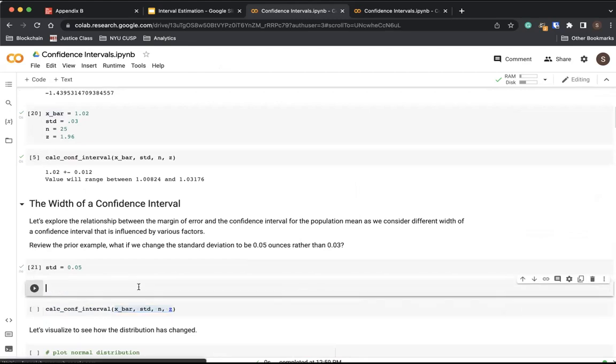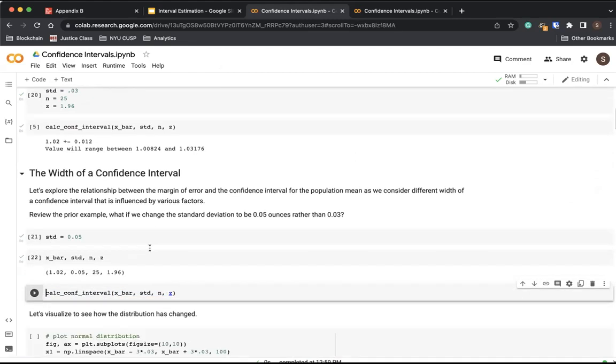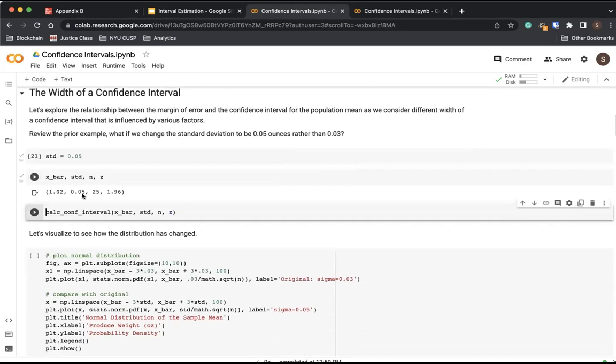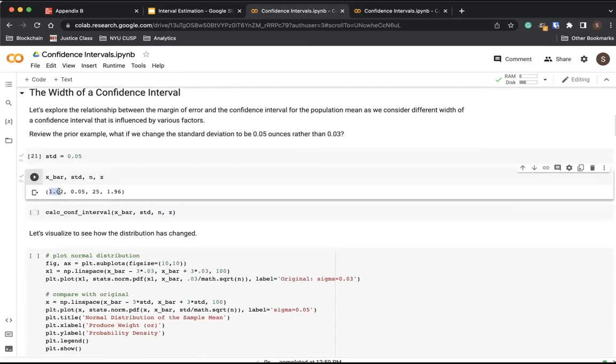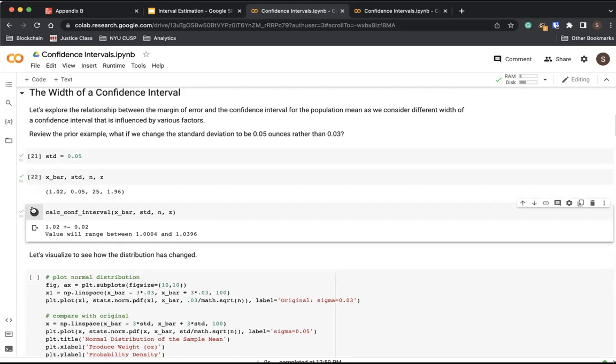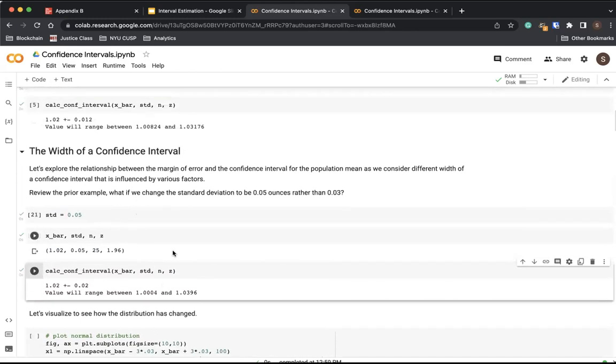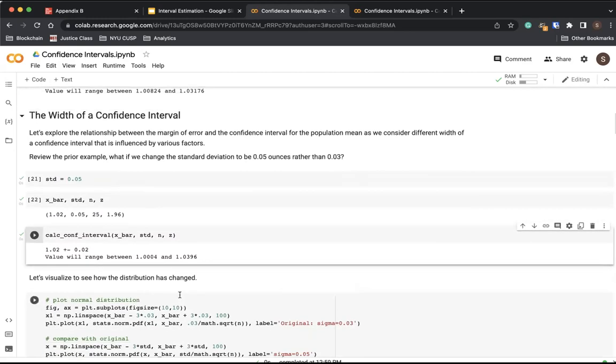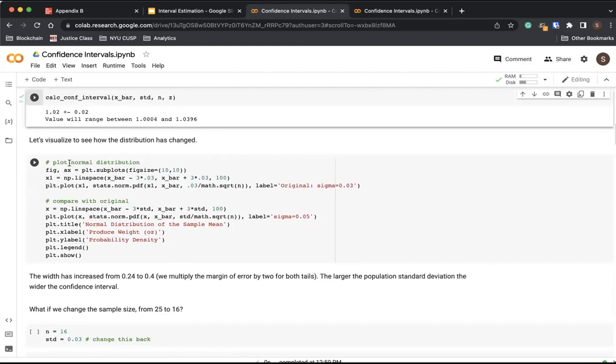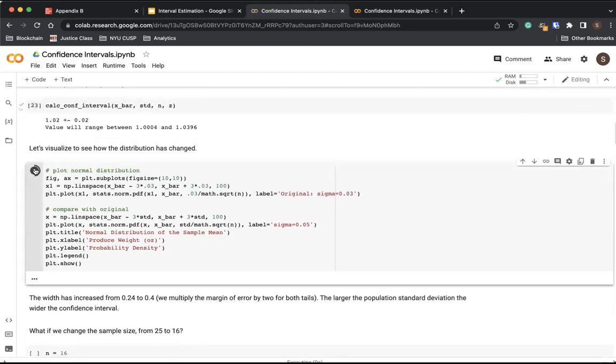So just want to show you what the inputs are that we're putting here. When I have these values, let me just print them. So still using the same mean, but now we changed the standard deviation to 0.05, still have this number of observations and the same Z score that we're going to use. And so now it's gotten a little bit wider. So let's visualize what that looks like.